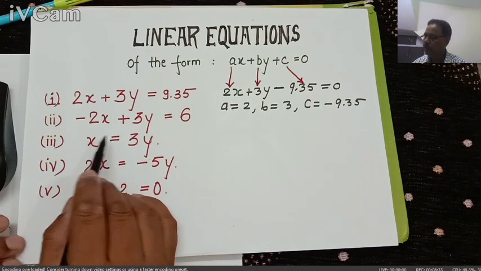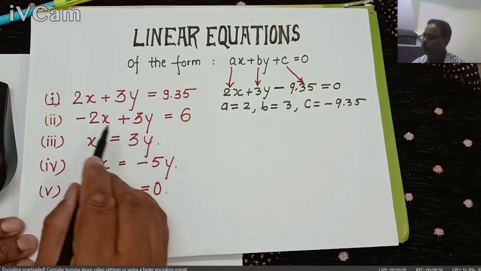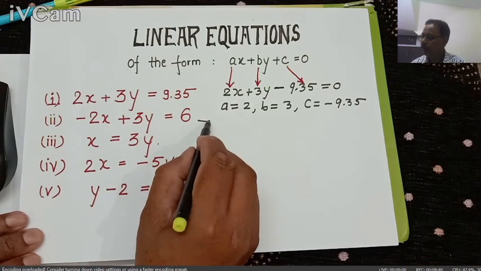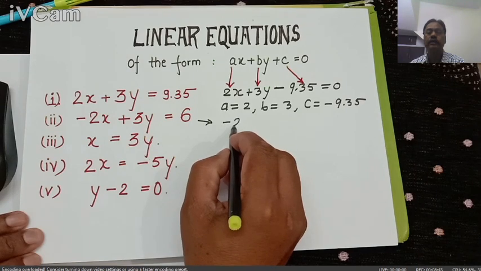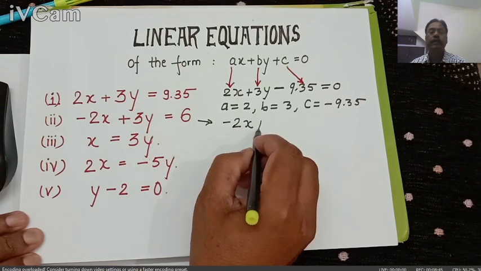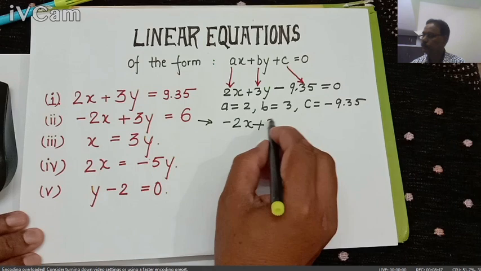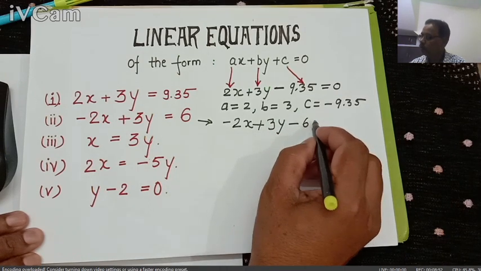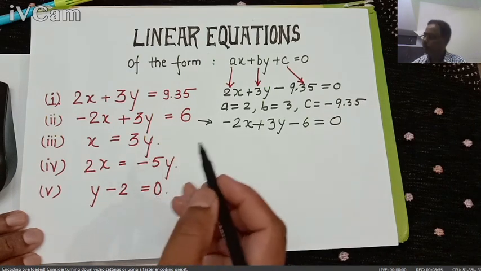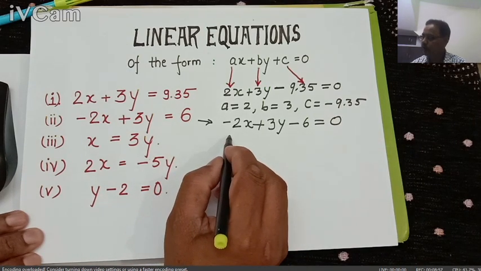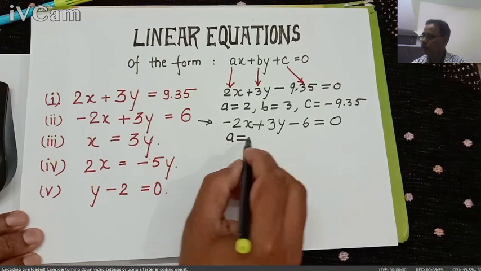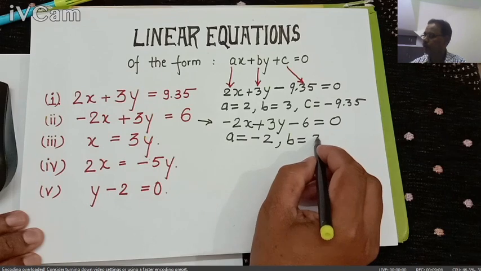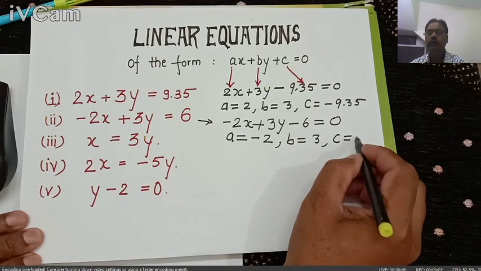Similarly, the same equation is here, minus 2x plus 3y equal to 6. So let us write it in that form, minus 2x plus 3y minus 6 equal to 0. Similarly, here we can write values of a as a equal to minus 2, b equal to 3 and c is equal to minus 6.